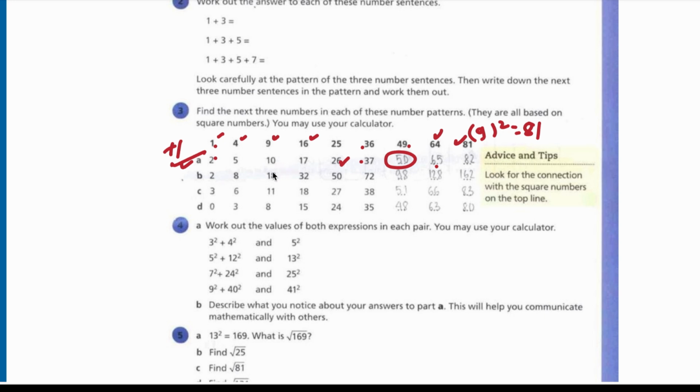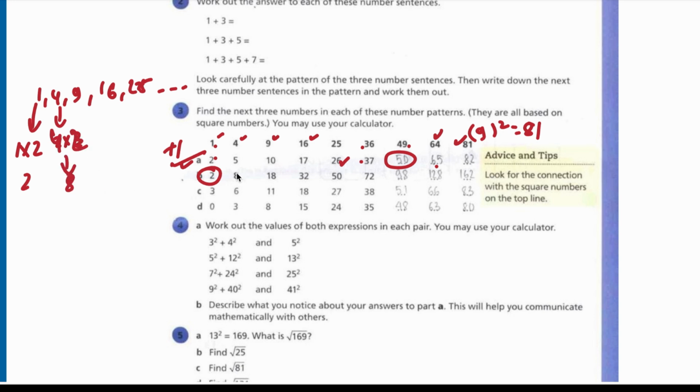Now the next one. What is happening in the next one? Just multiply it by 2. Okay, look at the first, 1, 4, 9, 16, 25 and so on. They are just multiplying it by 2. 1 times 2 is 2 here. 4 times 2 is 8 here. 9 times 2 is 18 here. 16 times 2 is 32. 25 times 2 is 50. 36 times 2 is 72. 49 times 2 is 98 and so on.